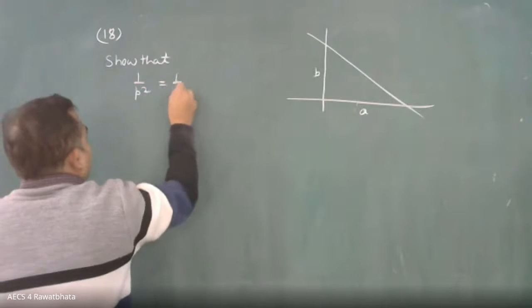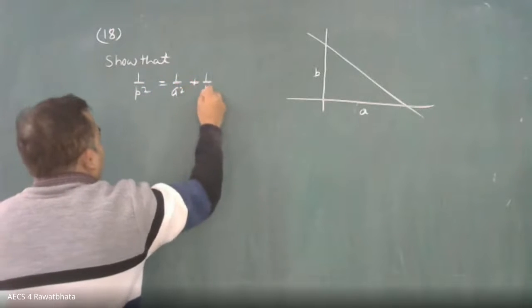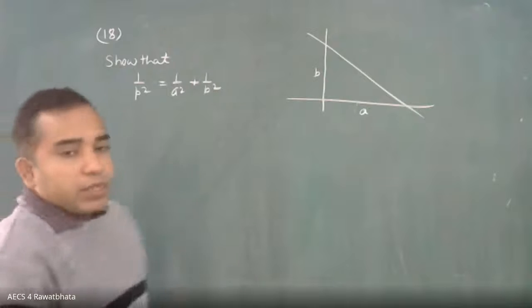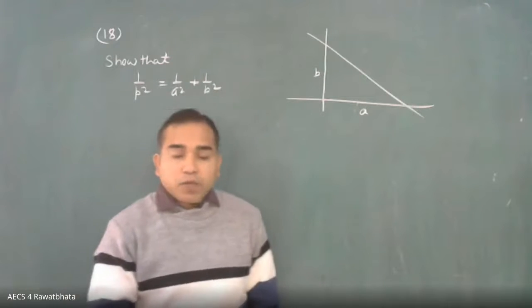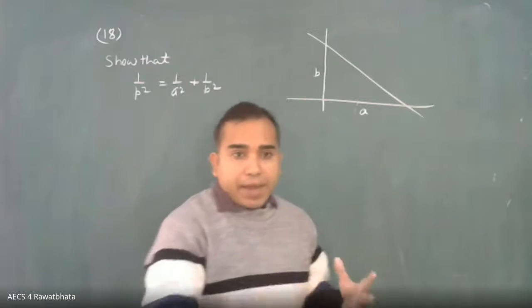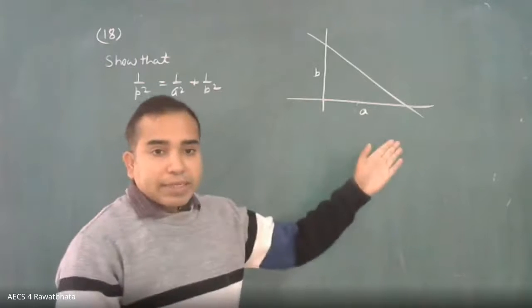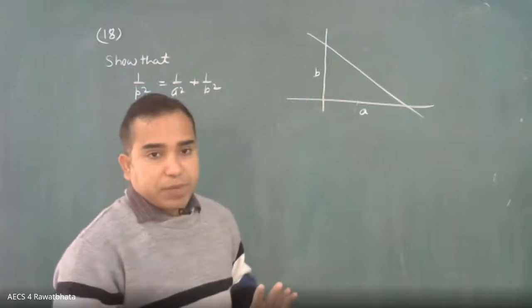Yes, sir. If P is the length of perpendicular from the origin to the line whose intercepts on the axes are A and B, then show that 1 upon P square equals 1 upon A square plus 1 upon B square. Show that 1 upon P square equals 1 upon A square plus 1 upon B square. This we have to show. And it is given that the length of perpendicular from origin on a line whose intercepts on the axes are A unit and B unit respectively.